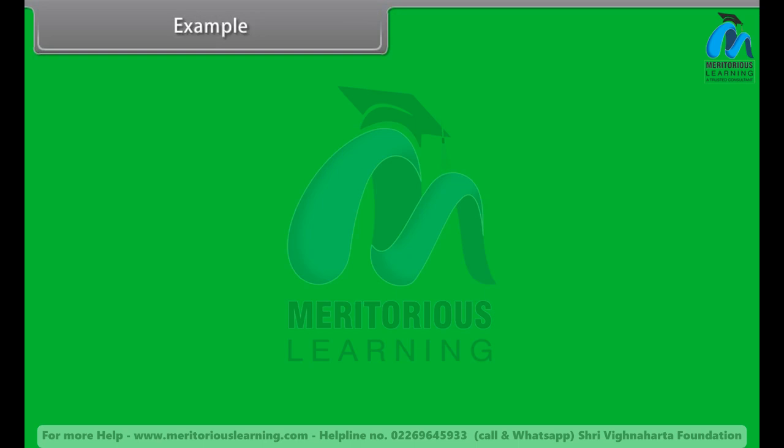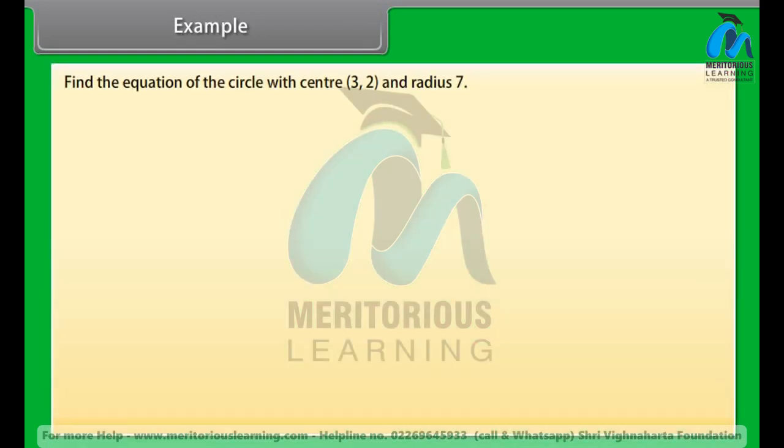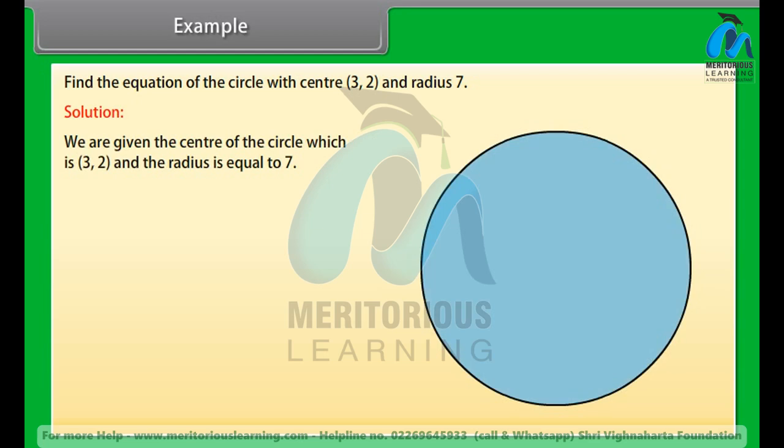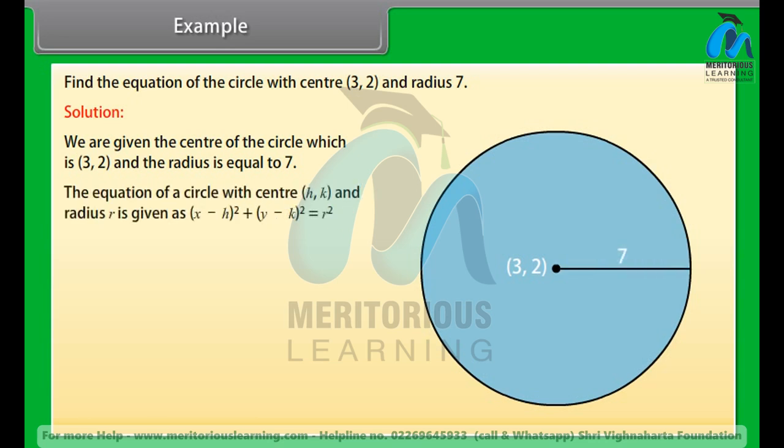Example. Find the equation of the circle with center (3, 2) and radius 7. Solution. We are given the center of the circle, which is (3, 2), and the radius is equal to 7. The equation of a circle with center (h, k) and radius r is given as (x - h)^2 + (y - k)^2 = r^2. Here h and k are 3 and 2, and the radius r is equal to 7.